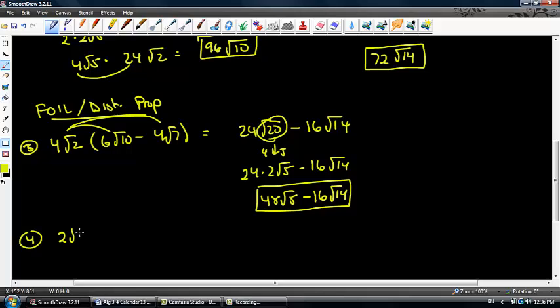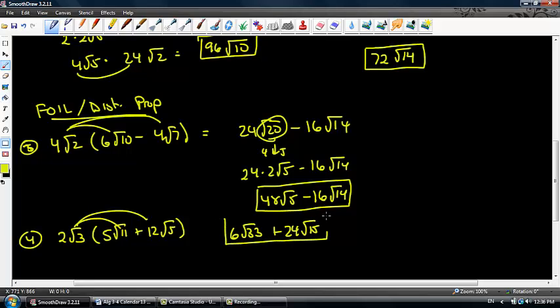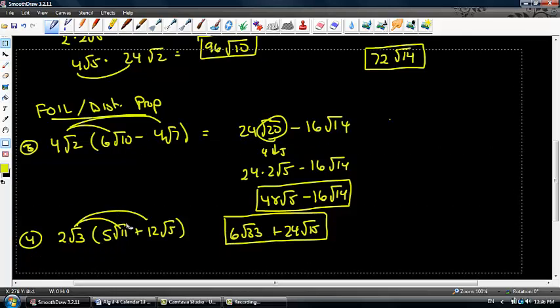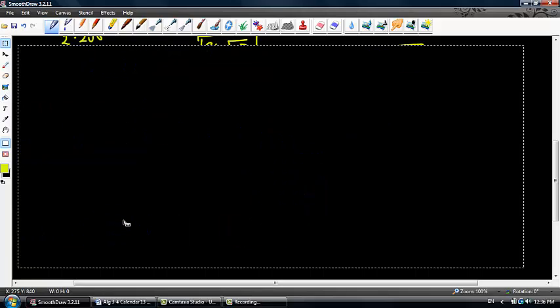If I say 2 rad 3 times 5 rad 11 plus 12 rad 5, I believe this is going to be a little easier. I'm going to multiply that in. I got 6 rad 33 plus 24 rad 15. And I can't do anything to combine or reduce, so I'm done with that. With FOIL, it's the same process, except you're going to just do it twice. Just a piece of cake.